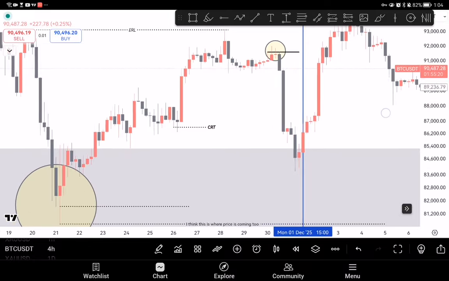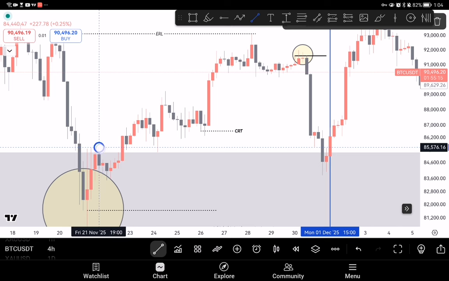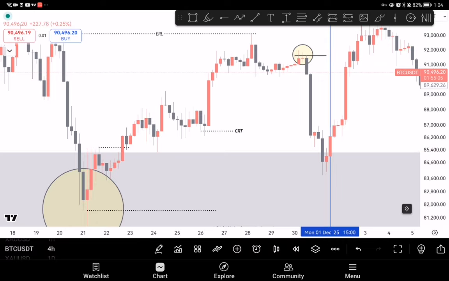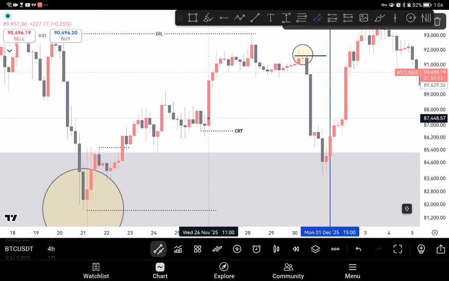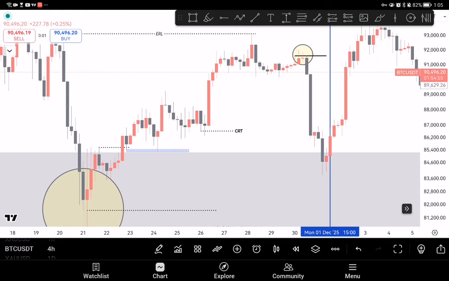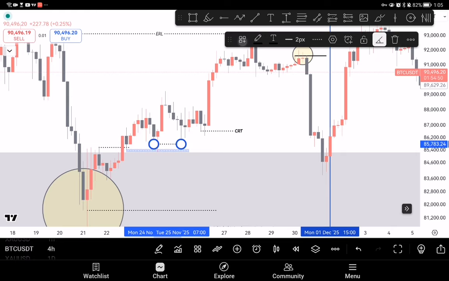Let me take an example here. We had this break of structure right here. Remember I said that we need external range liquidity or break of structure, internal range liquidity, and all that. Now, if you look very well, did we have a fair value gap here? The answer is yes. We had a fair value gap right here. So what happened? We had a CRT formation in this zone.